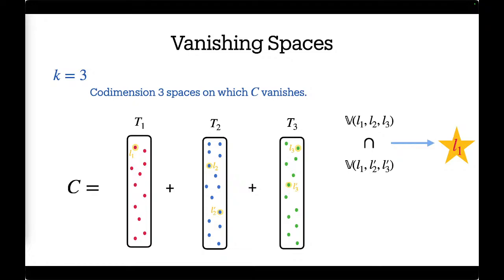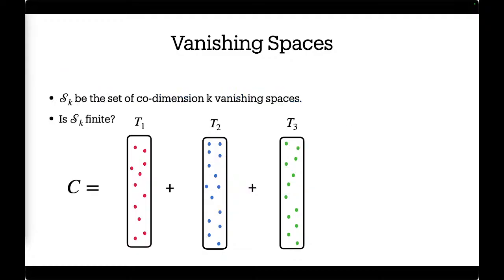It will give me a red linear form. That is what we were trying to do, right? We were trying to find these linear forms, and if we find the set of spaces, that gives us a linear form. So now our goal is to go from learning a linear form to finding these vanishing spaces, the set of vanishing spaces. And we'll call it SK, which is the set of codimension K vanishing spaces.